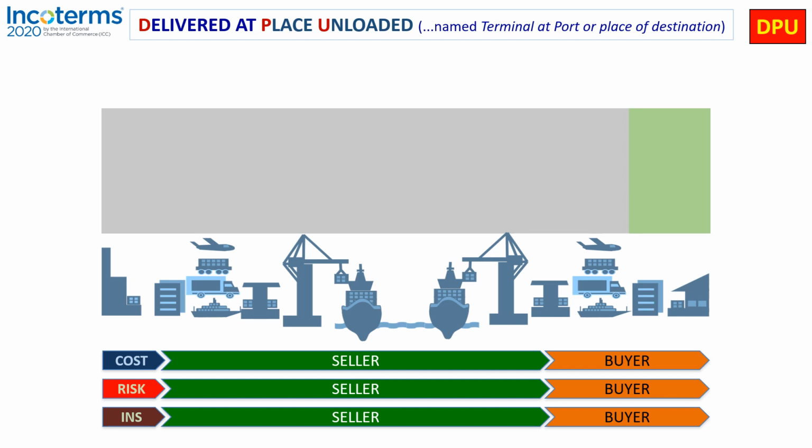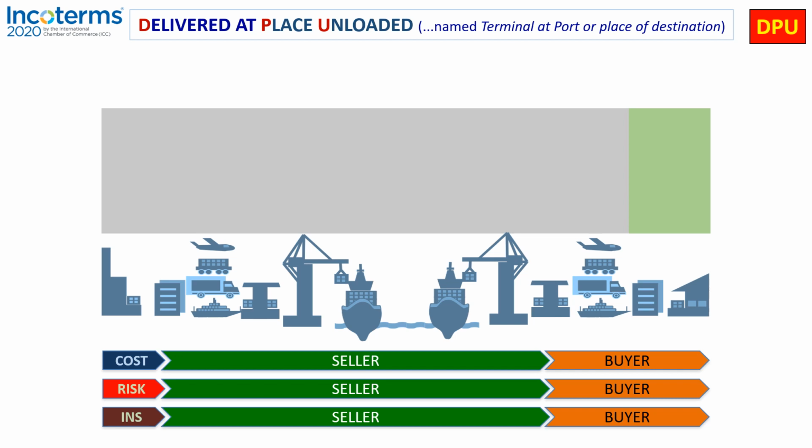The second term under the D terms here is DPU, which is delivered at place unloaded, which is a new term in the 2020 version. We do not see this particular term in the 2010 version. It is not an exact replacement of DAT, but it's kind of a combination which is based on the current industry practices. So as the name implies, delivered at place unloaded, which means unloaded by the seller. So any type of shipment where the seller has to unload the cargo and then keep it at the disposal of the buyer, this particular term should be used.